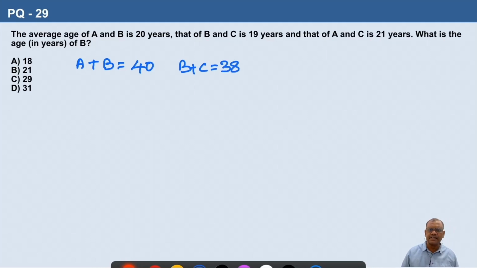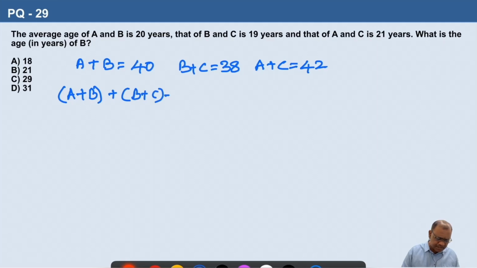And that of A and C is 21 years. A and C sum will be 21 into 2, 42 years. So what is the age of B in years? Let us add all these three. A plus B plus B plus C plus A plus C. If you add all these three, we will get 40 plus 38 plus 42. So this is A plus A, 2A, B plus B, 2B, C plus C, 2C.